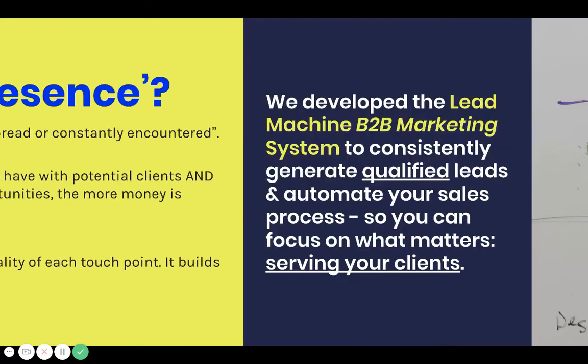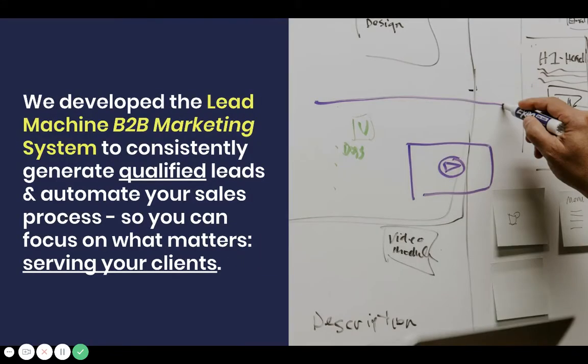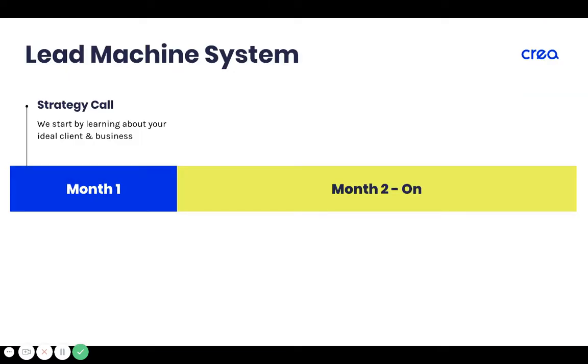So we developed the Lead Machine B2B marketing system to consistently generate qualified leads and automate your sales process so that you can focus on what matters, serving your clients. We're going to go over a little bit about what the system consists of, and a little bit on timeline as well, because obviously time is money, and we want to make sure we maximize the value that we can possibly do in these systems.